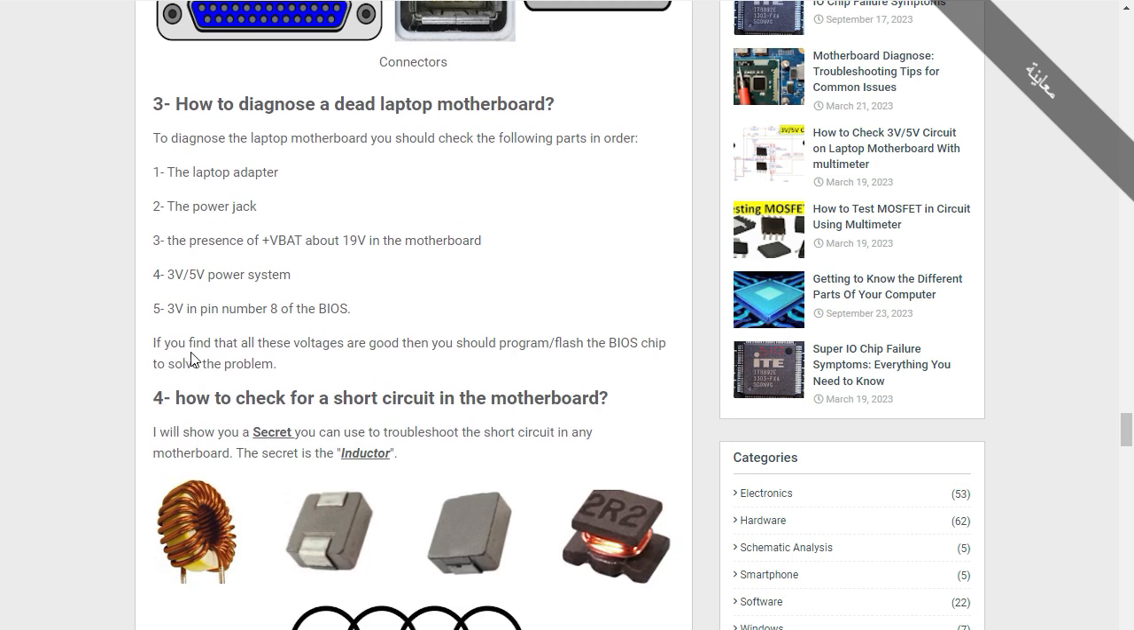Okay, so if you find that all these voltages are good, then you should program or flash the BIOS. So when you check all these voltages and you find that they are present and good, it means you don't have a problem with the voltage in the motherboard. In this case, automatically you should go ahead and flash the BIOS, the basic input output system, because the program inside it could be a corrupted program.